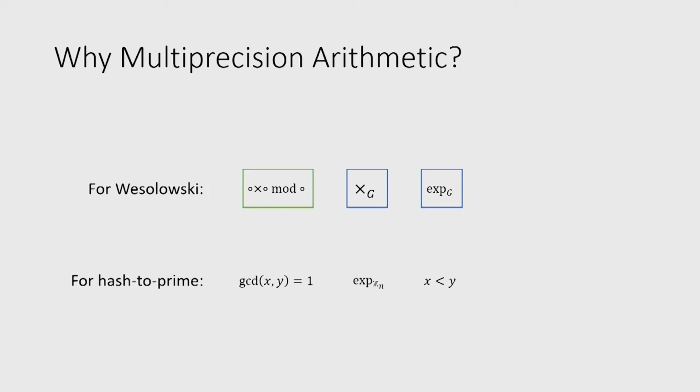Okay, so multi-precision arithmetic. Why do we need this? Just a recap. I already said for the hashed prime stuff, we're doing all these different operations: GCDs, exponentiations, comparisons. Also, looking back at the Wesolowski circuit, in that circuit, we have modular multiplication explicitly. We also have products in the group of unknown order and exponentiations in the group of unknown order.